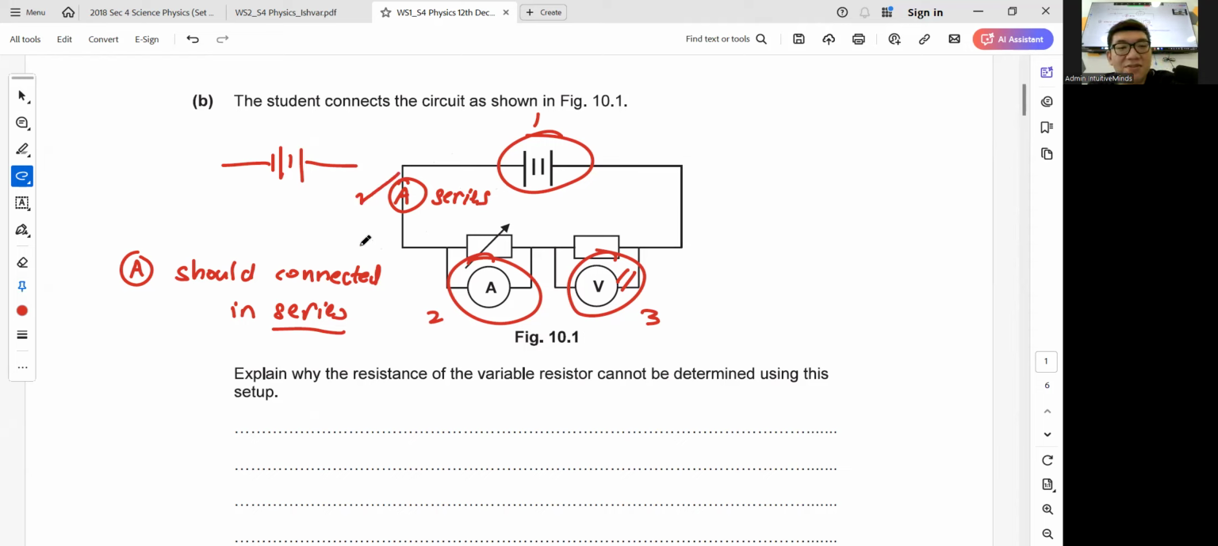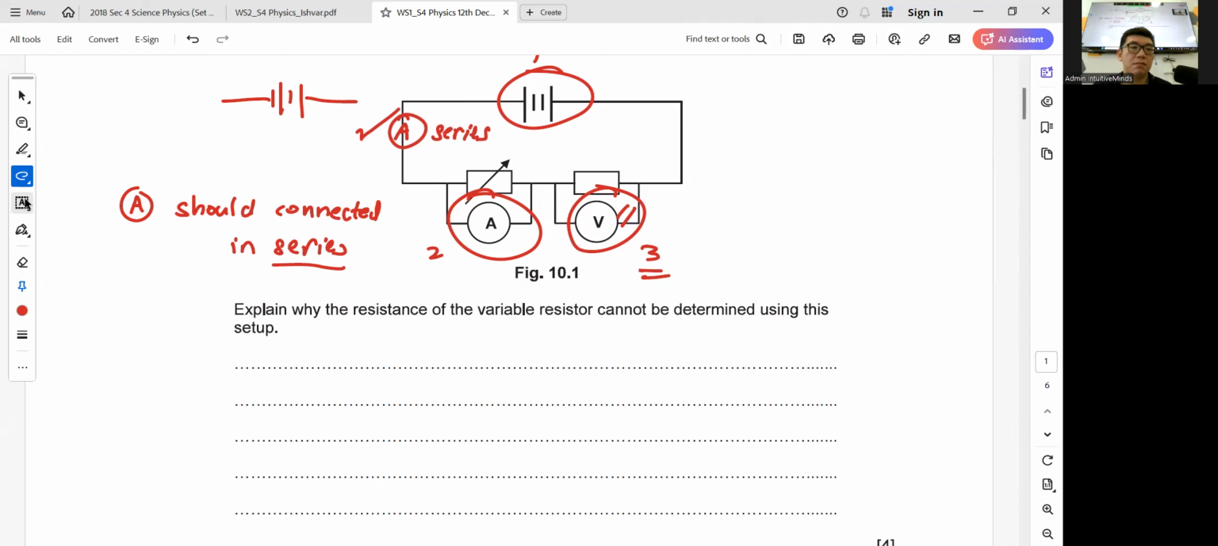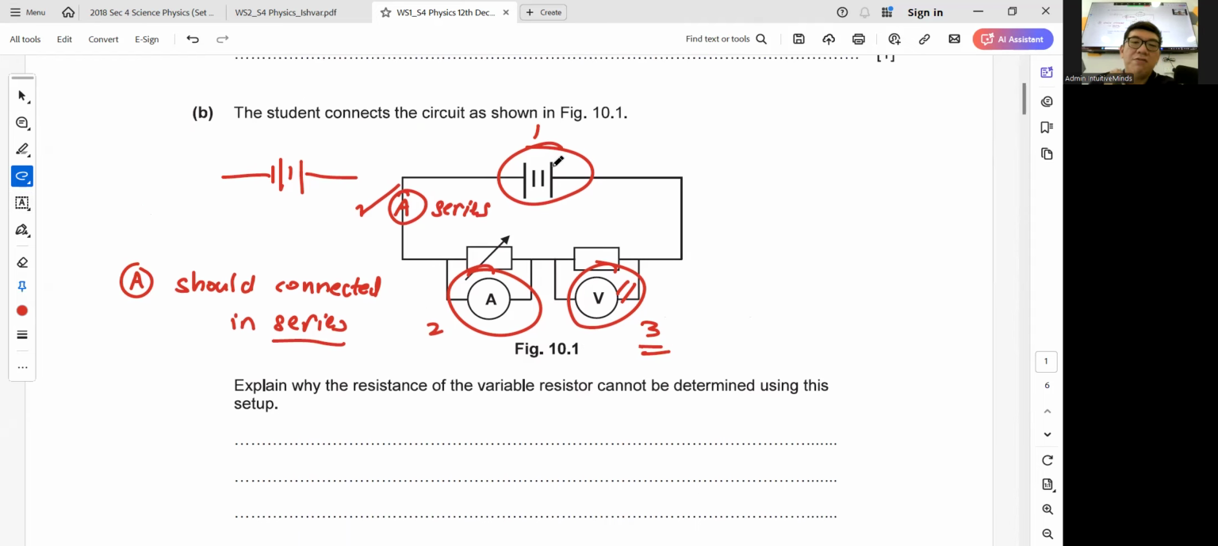So write that down. There's no issue with number 3. Voltmeter should be connected in parallel. So what happened to the batteries? Is there going to be a current flow? No current flow. This is 0 PD.